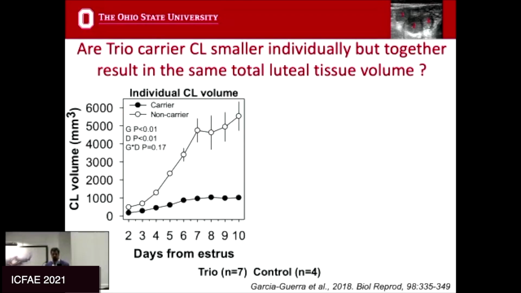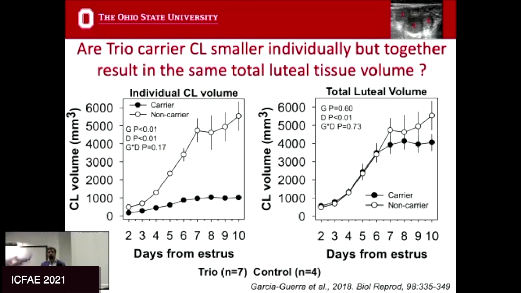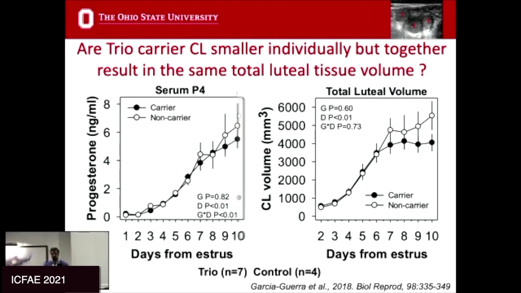So here you have individual CL volume for both genotypes. And you can see trio carriers have much smaller CL. However, when we combine all the individual CLs on these multiple ovulation animals, they equate to the same total luteal tissue volume. And as a result, their hormonal output, measured as progesterone, is the same between the two genotypes.